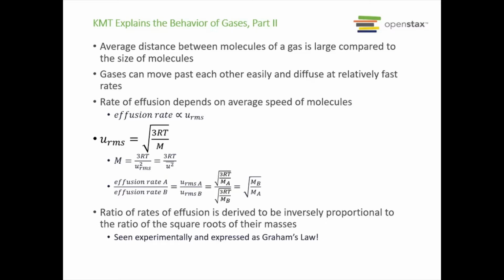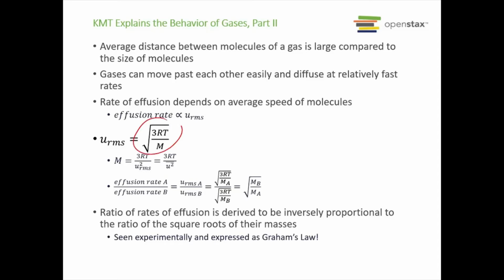So we know U_RMS is equal to the square root of 3RT over molar mass. Rearranging everything for the molar mass, it is equal to 3RT over U squared RMS, or that average U squared. And we also know that the effusion rate of A divided by the effusion rate of B is going to be equal to U_RMS of A divided by the U_RMS of B.